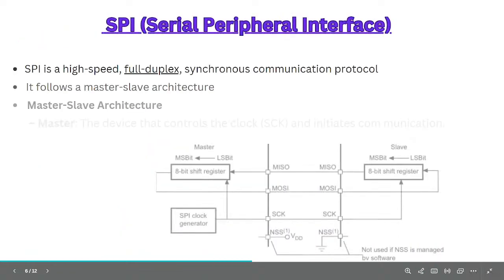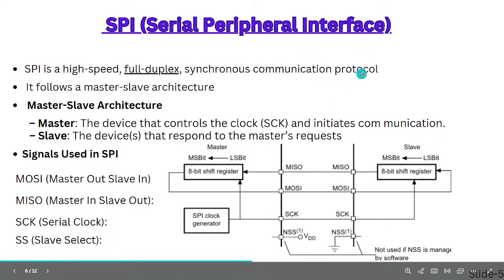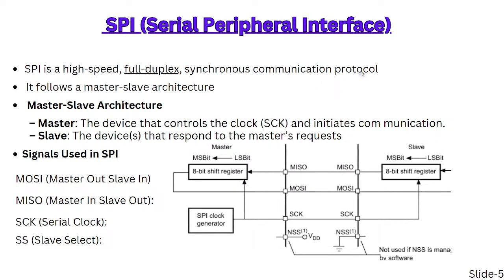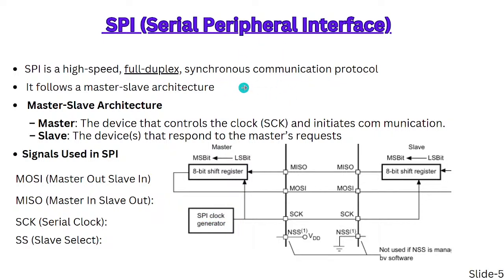Now let's move to another protocol, the SPI. SPI is the Serial Peripheral Interface. This is a high speed communication protocol with full duplex synchronized communication. It provides a serial clock, and we see the clock generator, so that's why it is a synchronized communication protocol. Full duplex means data is sent and received at the same time.